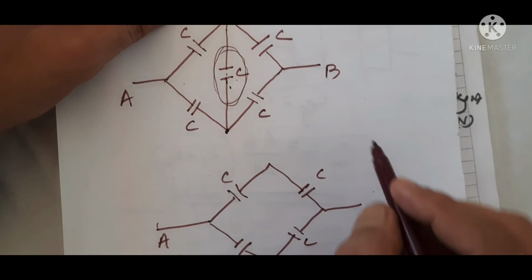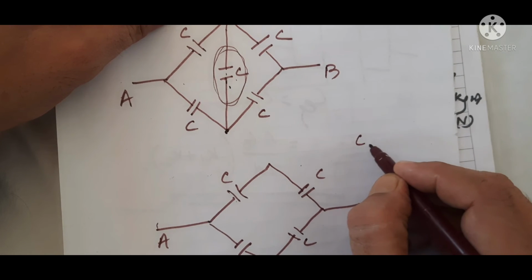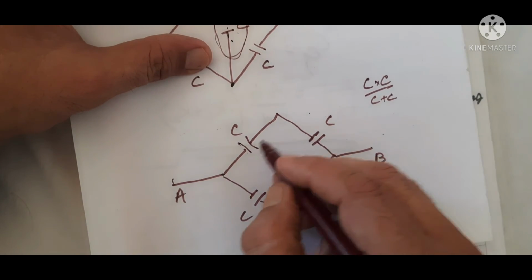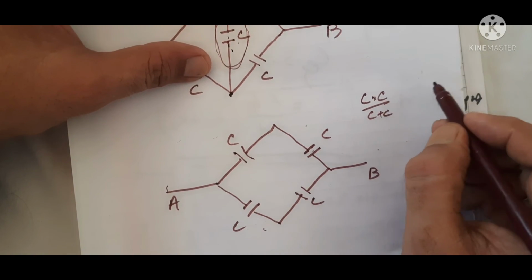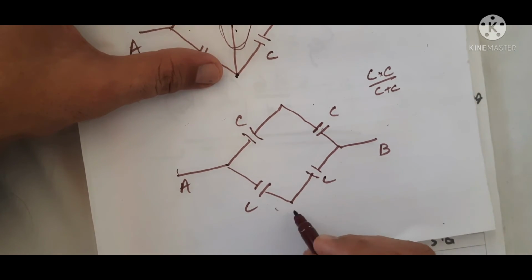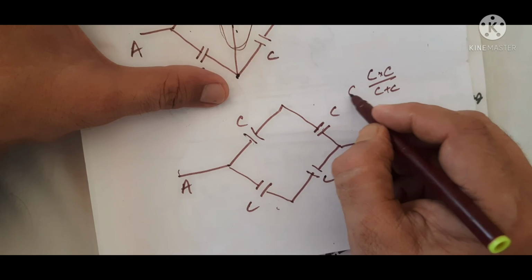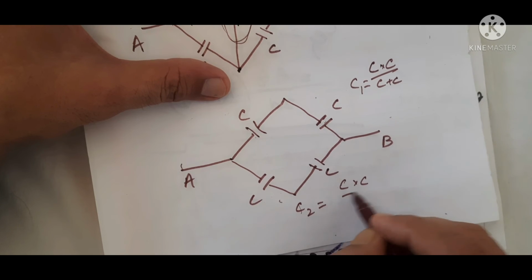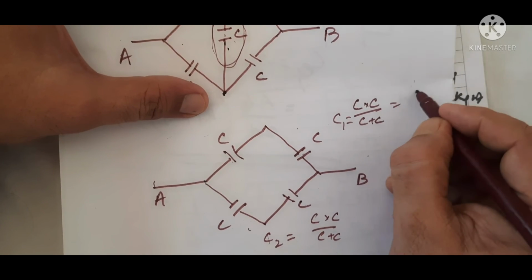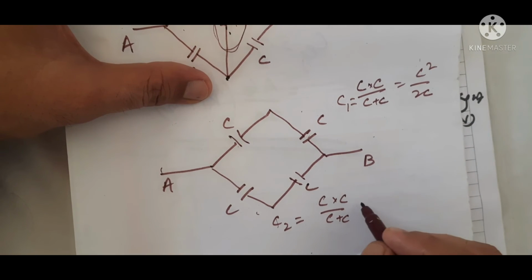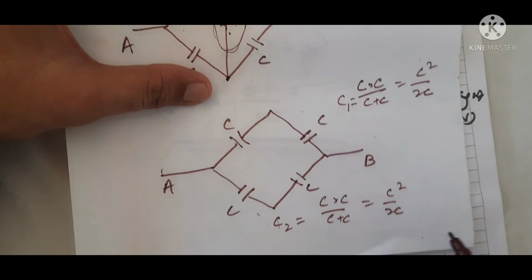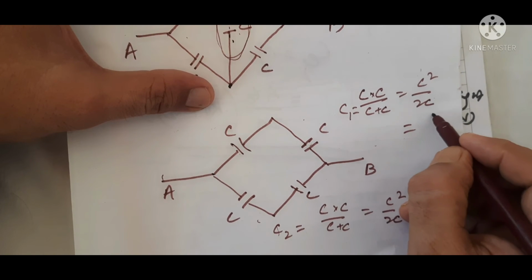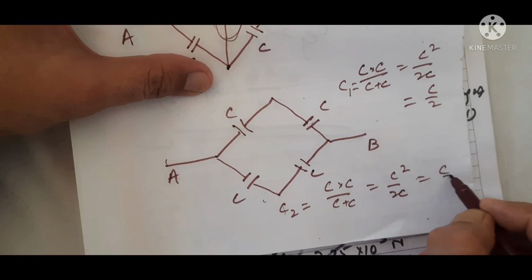तो ये दोनों series में है, तो इन दोनों का equivalent C into C by C plus C. ये दोनों series में है. Series means 1/C equals 1/C1 plus 1/C2. और यहाँ पर इसका equivalent, इसका नाम दे दिए मान लीजिए C1, इसका C2, इसका हो जाएगा C into C by C plus C. तो ये C squared by twice C. Ultimately that will be C/2.